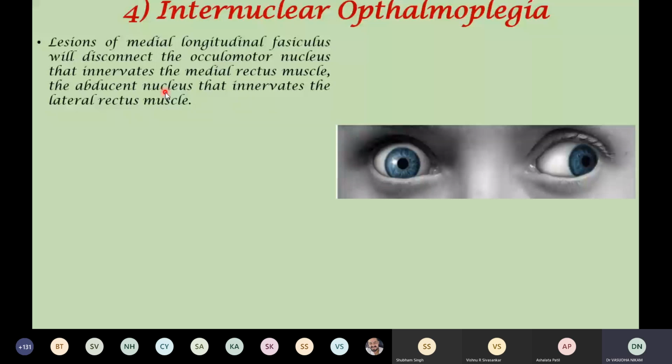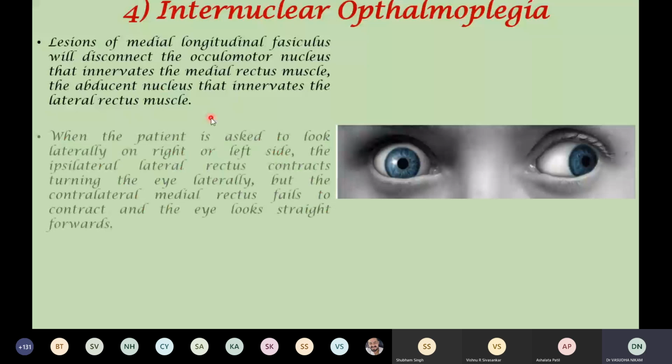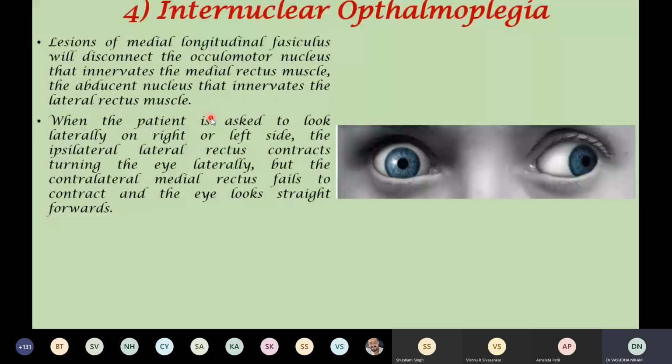See now what happens. In this condition, if the patient is asked to look laterally, on the right or the left side, the lateral rectus of the same side will contract, carrying the eye laterally. Can you follow? But the opposite medial rectus fails to contract and the eye will look straight forwards. Can you notice it? This is because of the damage to the medial longitudinal bundle. So ipsilateral lateral rectus contracts, turning the eye laterally, but contralateral medial rectus fails to contract and the eye looks straight forwards. So this is called internuclear ophthalmoplegia.